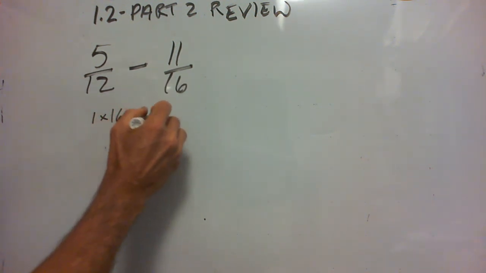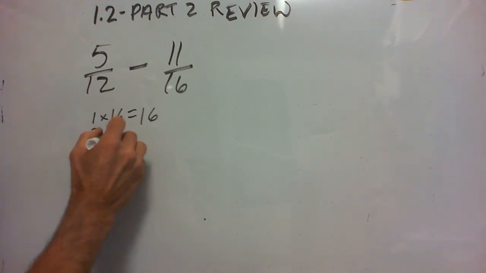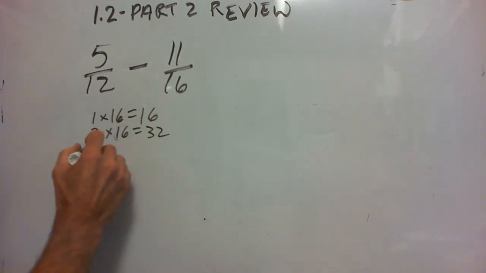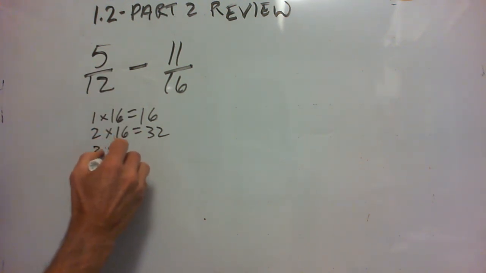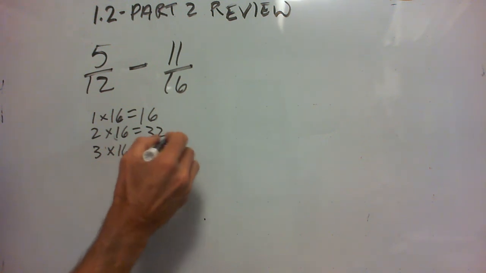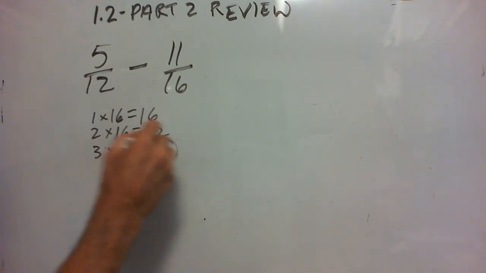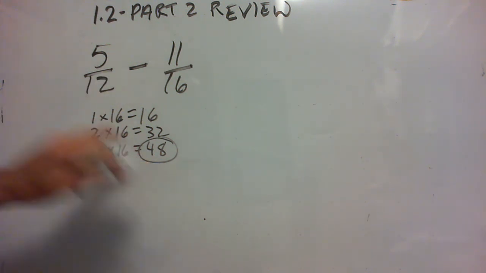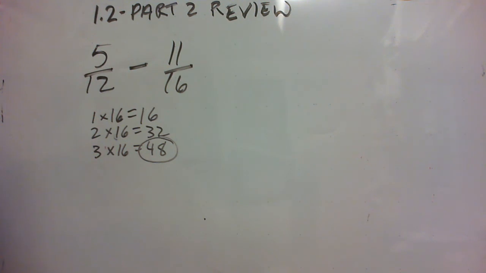1 times 16 is 16. 2 times 16 is 32, which does not divide by 12. 3 times 16 is 48, and that is divisible by 12. So that's your least common denominator. So now you rewrite these fractions as 48ths and combine them.